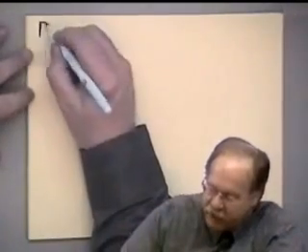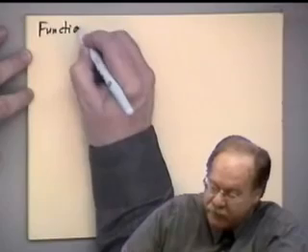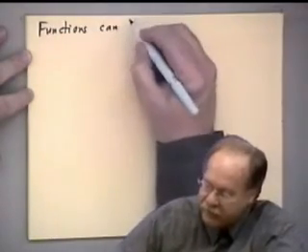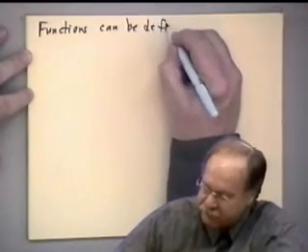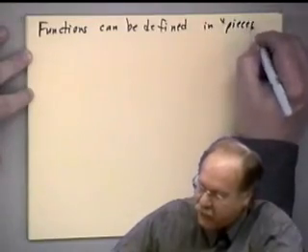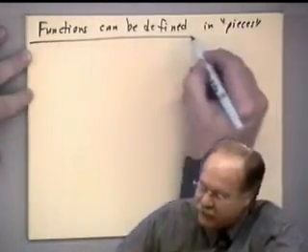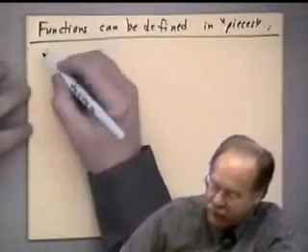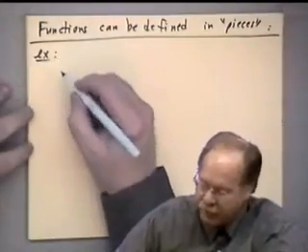In addition to the absolute value function, functions of other sorts can also be defined in pieces. Now, these come up often enough and are called piecewise defined functions that we ought to take a look at one. So here's an example.